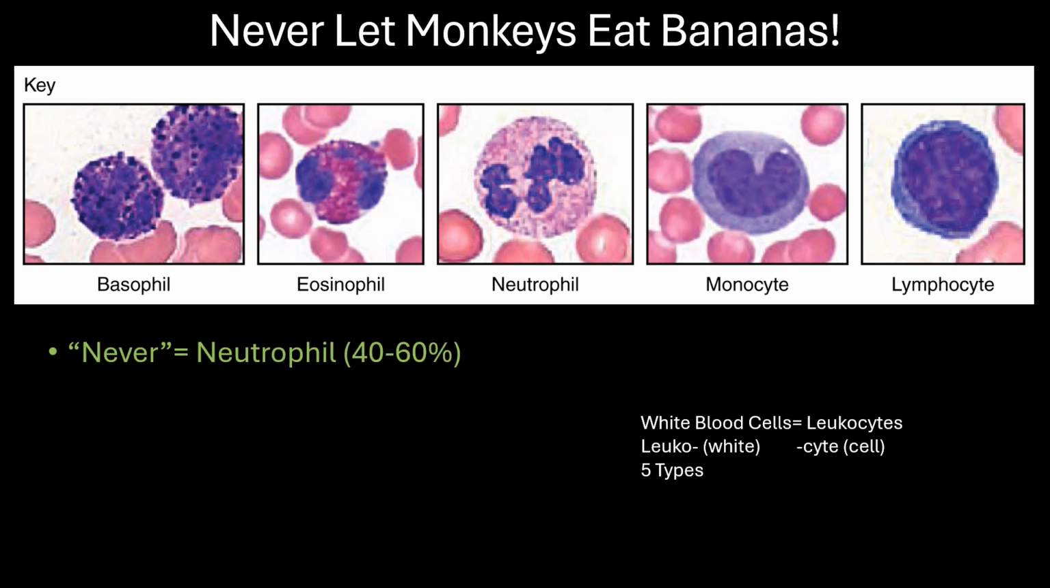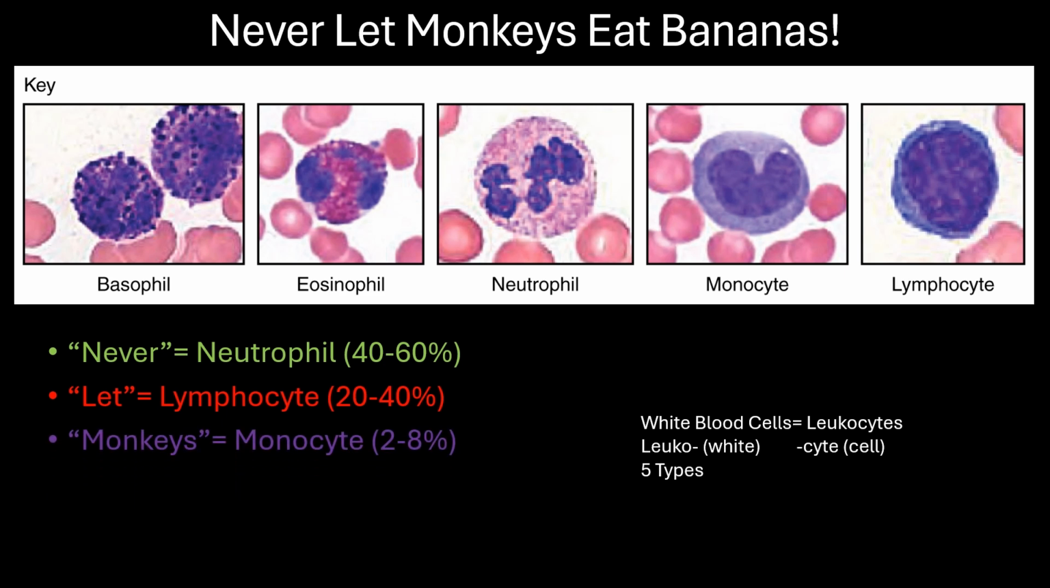Never. Neutrophil. The most common white blood cell you'll encounter at 40 to 60% of all white blood cells. They are very distinct and easy to identify, having a multilobulated nucleus. Lymphocyte. The second most common white blood cell you'll encounter at 20 to 40% of all white blood cells. They have a relatively large nucleus with a very small portion of the cytoplasm visible.